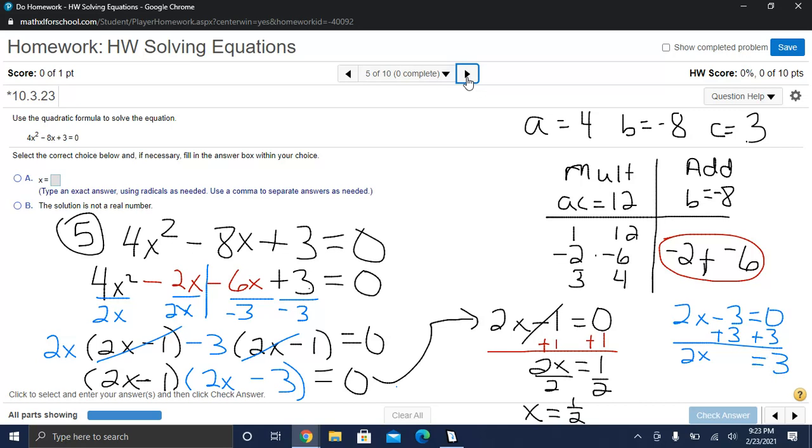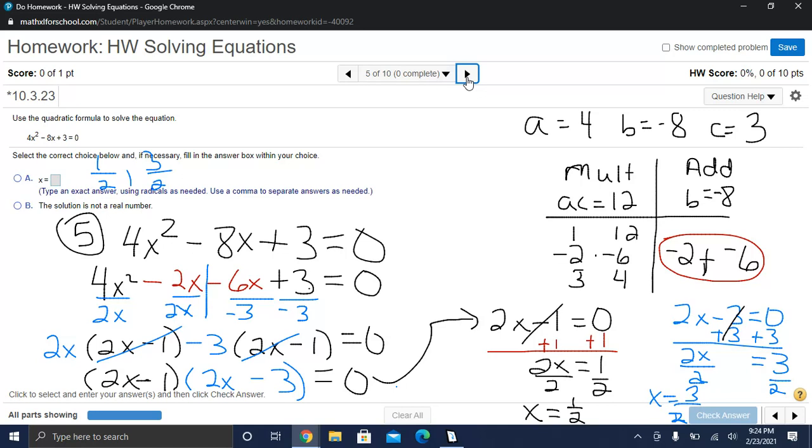Since I had the 3's canceling, I can divide both sides by 2, and I'm going to get another fraction. X equals 3 over 2, and I just want to leave it that way. And so my final two answers are x equals 1/2 and x equals 3/2. And you can type those in as fractions with a comma separating them.